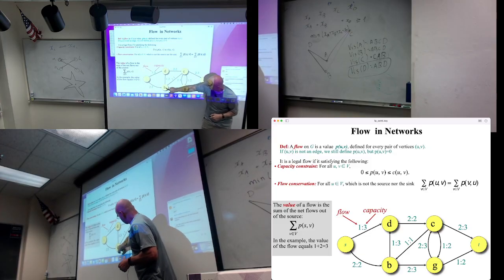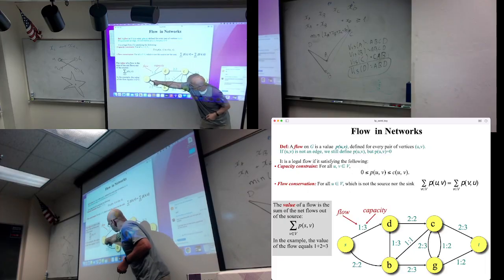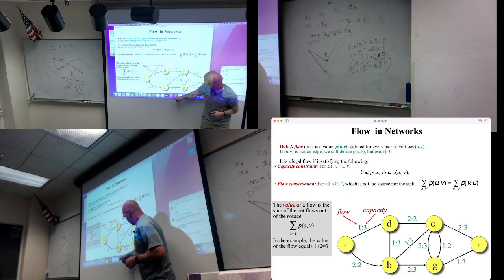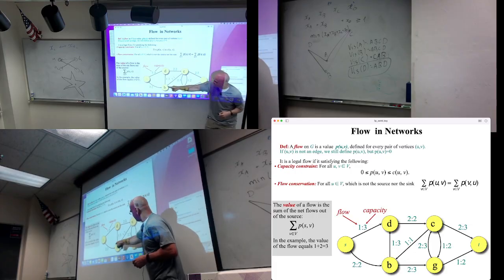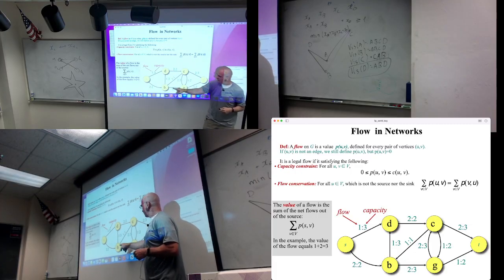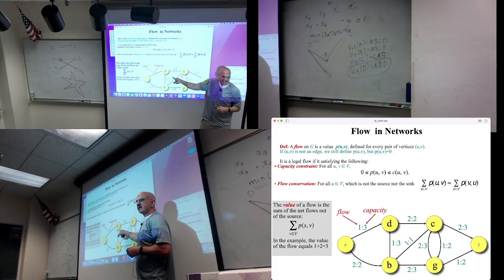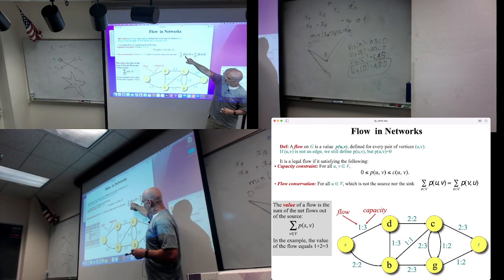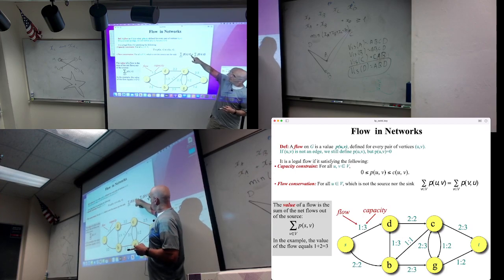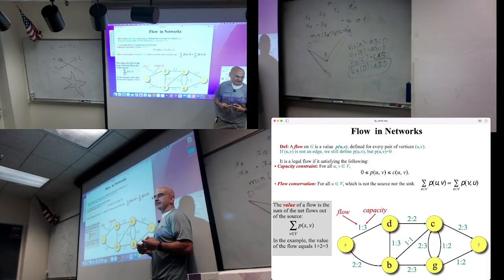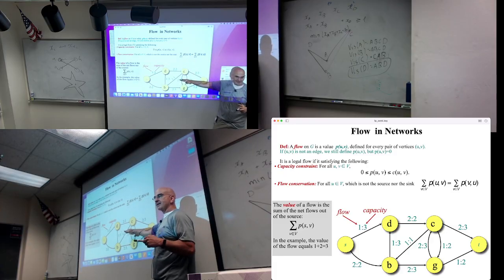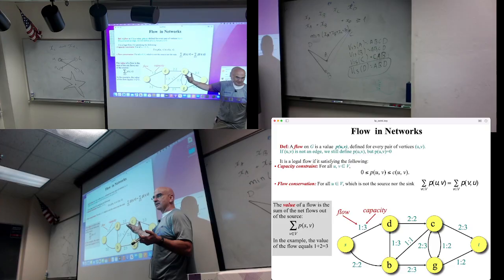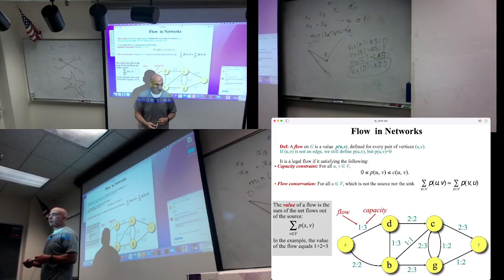But what about B? 1 goes in plus 2 goes into B. How much goes out? 2 plus 1 goes from B into G and into D. Make sense? And so on for every other vertex. That is the sum of the flow that goes into a vertex equals the sum of flow that goes out from the vertex. And the linear programming just writes itself. I just told you exactly what is the integer programming that will solve the flow for you.